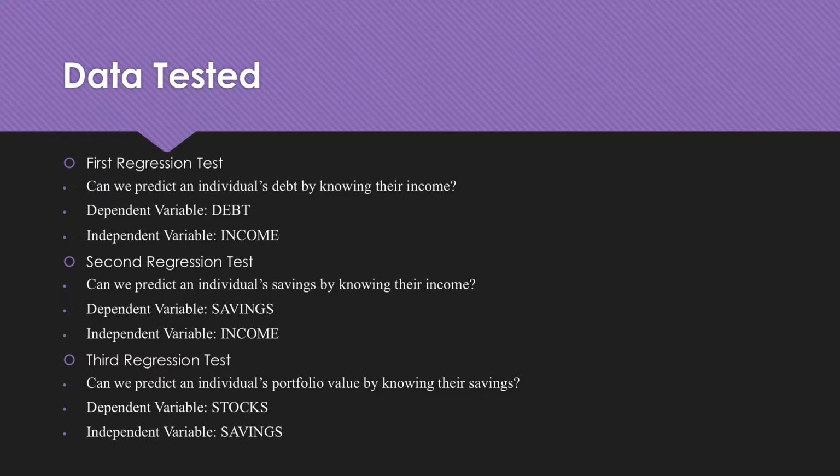The third regression test will be, can we predict an individual's portfolio value by knowing their savings? The dependent variable will be stocks, and the independent variable will be savings.